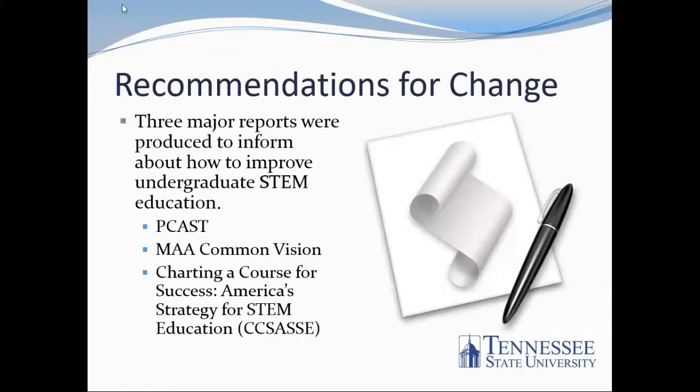So there were three major reports produced to inform about how to improve undergraduate STEM education. There was the PCAST report, the MAA Common Vision report, and most recently, Charting a Course for Success, America's Strategy for STEM Education, or CSSASSE.